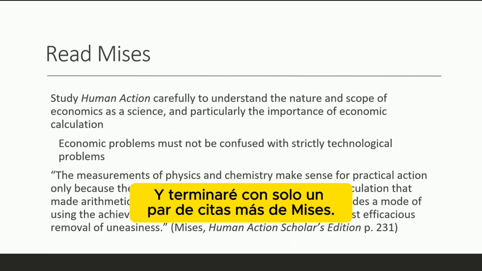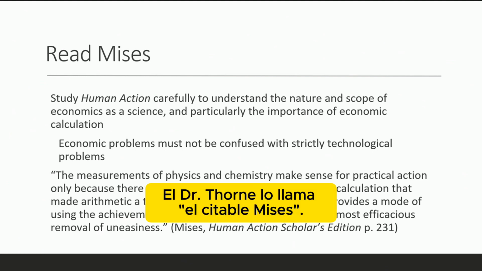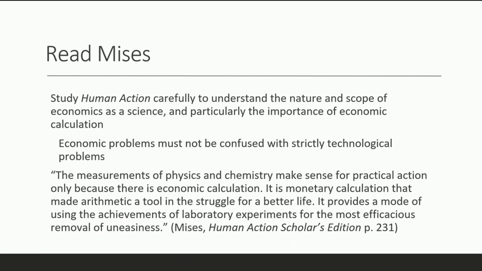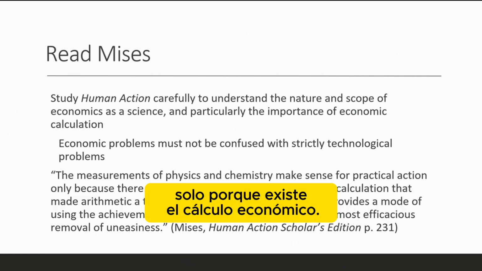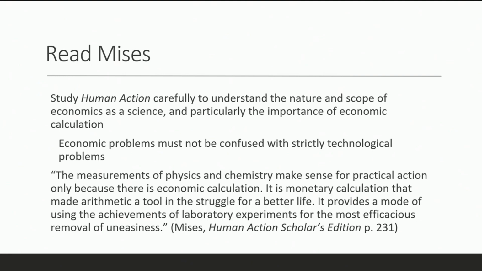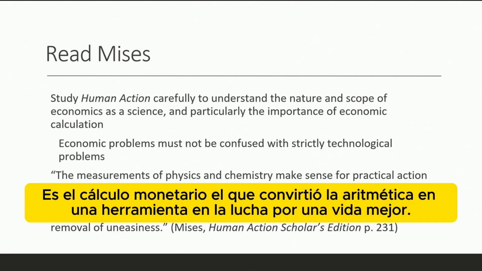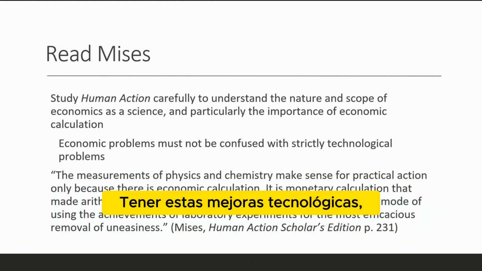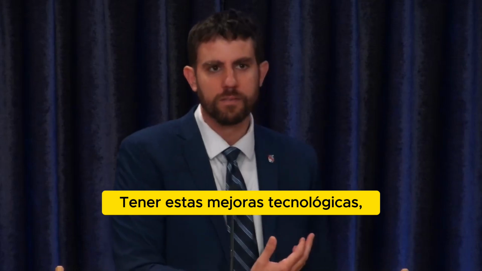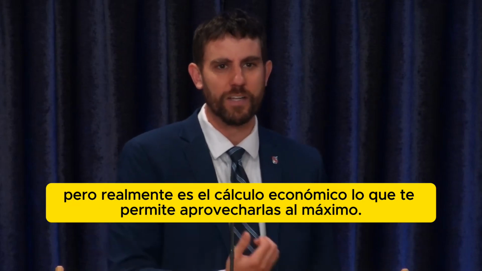And I'll end with just a couple more Mises quotes, as Dr. Thorne calls them, the quotable Mises. The measurements of physics and chemistry make sense for practical action only because there is economic calculation. It is monetary calculation that made arithmetic a tool in the struggle for a better life. It provides a mode of using the achievements of laboratory experiments for the most efficacious removal of an uneasiness. So it's great you have these technological improvements, but it's really economic calculation that allows you to make the best use of them.